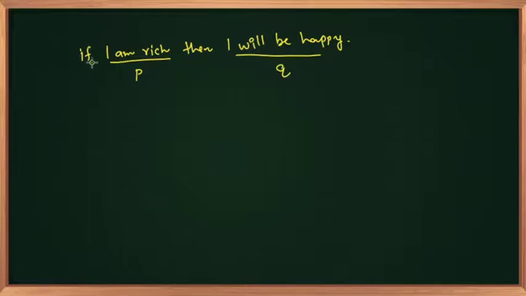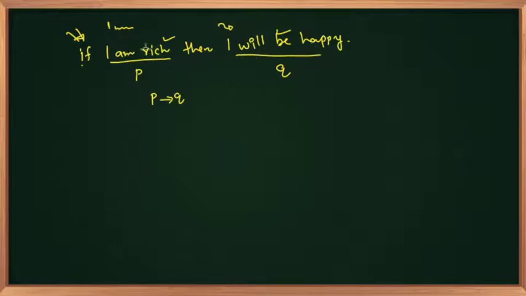Then this statement, we have if P then Q, right? So that means we have P implies Q. So this statement can be written like P implies Q. So what it means is, if I am rich, then I will be happy, right? So let's assume I am not rich. If I am not rich, does it mean that I will not be happy? No, right? It doesn't mean that.